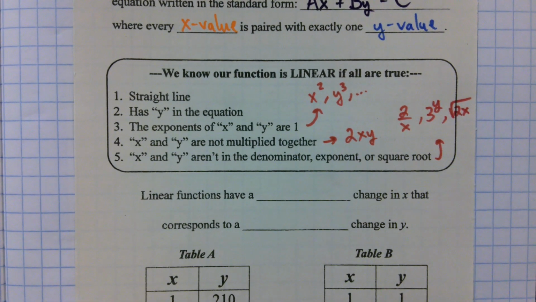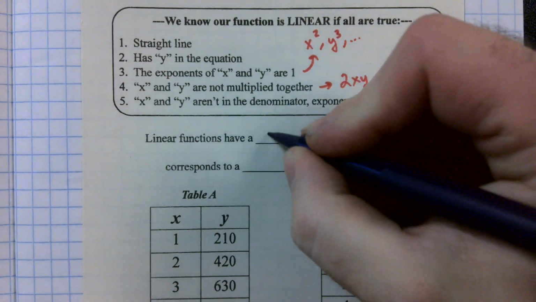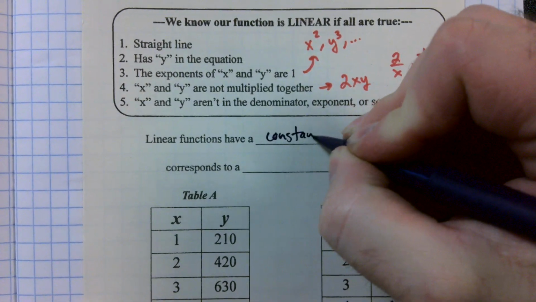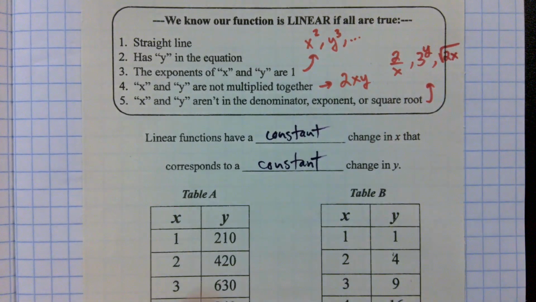This is something we all should know, hopefully. Linear functions have a constant change in x that corresponds to a constant change in y. What does constant mean? Forever. Forever? I heard someone say repeating. Keeps going repeatedly forever. Sure, that's a great summary.